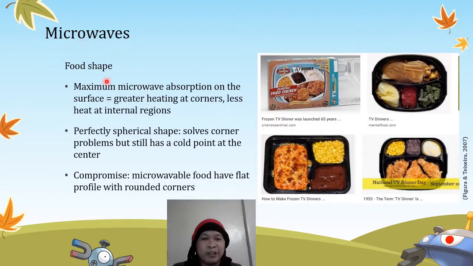Alright, balik tayo sa geometric properties. When microwaving food, geometric properties are important. So they've found out that because maximum microwave absorption happens on the surface, there is greater heating in the corners and less at the internal regions kasi yung kanto ay malaki ang surface area to volume ratio, no? So if you look at this box, yung kanto niyan, di ba? And to solve this, you can have a perfectly spherical shape so that medyo even yung heating. However, ang downside naman nun ay meron siyang cold point at the geometric center.